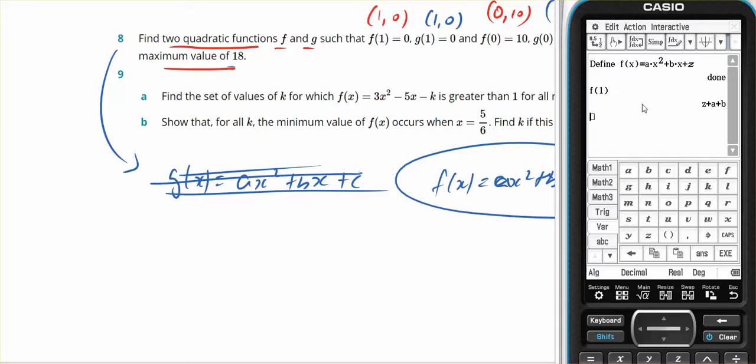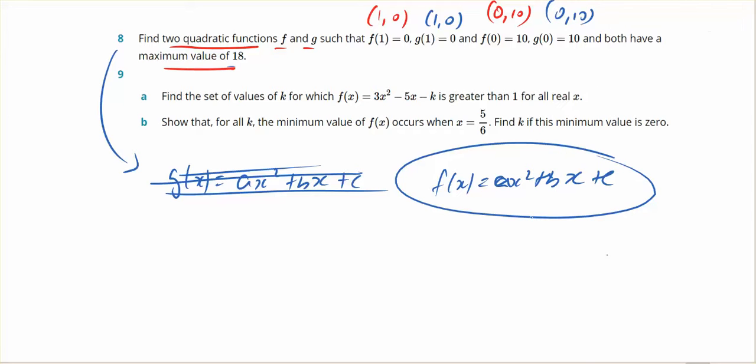Okay, so that's great. We're entering three pieces of information. Before I enter anything on the CAS, I need to take hold of what information I have. For f, I know f of 1 equals 0. I know f of 0 equals 10. This gives me one equation, this gives me two equations. Because I have three variables, I need three equations. How do I get the third equation?